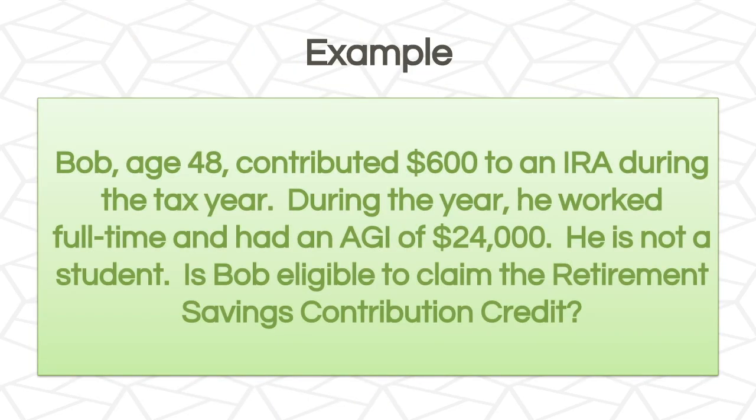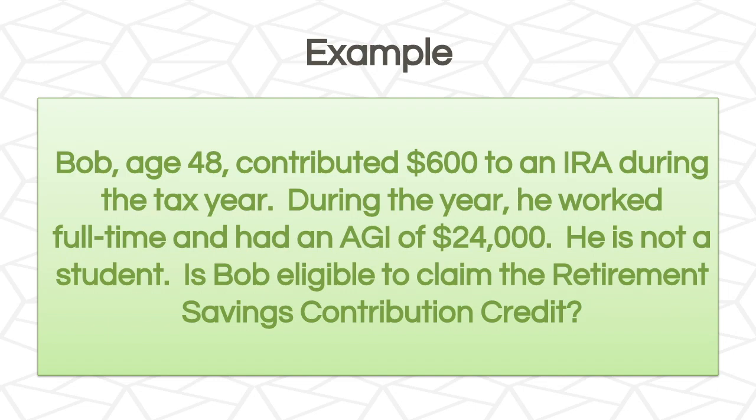So let's look at an example. Bob, age 48, contributed $600 to an IRA during the tax year. During the year, he worked full-time and had an AGI of $24,000. He is not a student. Is Bob eligible to claim the retirement savings contribution credit?